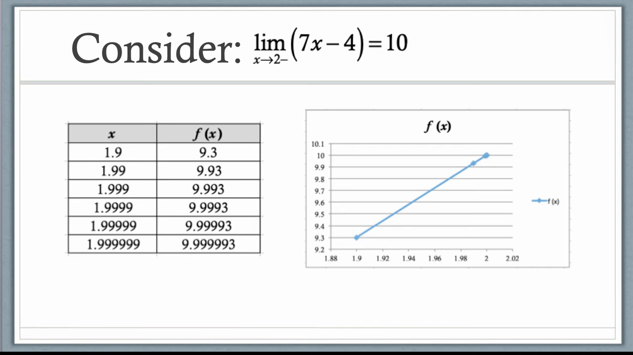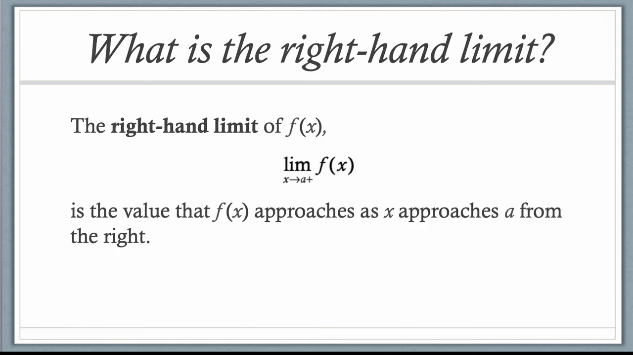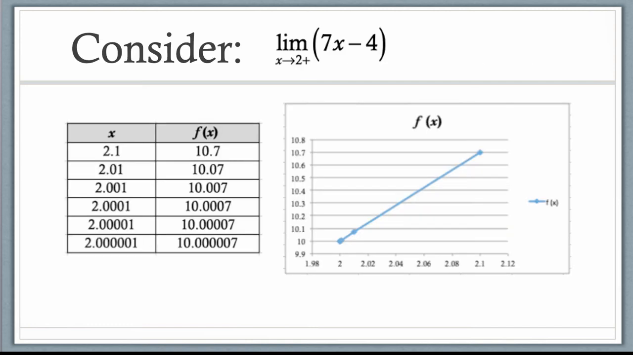Next, let's talk about the right-hand limit. So the right-hand limit, it's the same principle except I'm approaching that value a from the right side of my number line. So I'm getting closer and closer from the right. Again, I'm looking to see what's happening to those function values as my x gets closer and closer to a from the right. So the same example, the limit as x is approaching 2 from the right, notice right is the plus sign, of 7x minus 4.